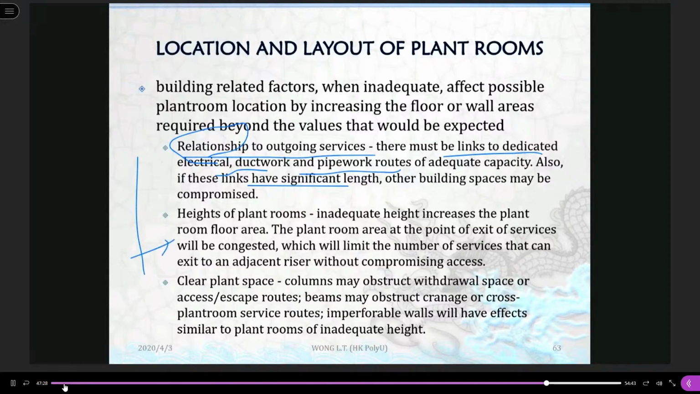And for a clear plant space, columns may obstruct the withdrawal space and access, so the beams and columns will affect your plant room size. In terms of area it may be sufficient. However, if you've got some beams inside, you need to assign a clear space, including the access, etc., for your plant room. Okay, that's for the layout.